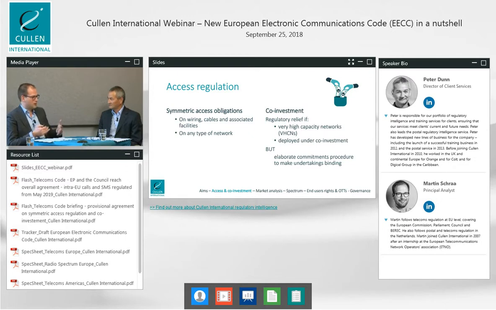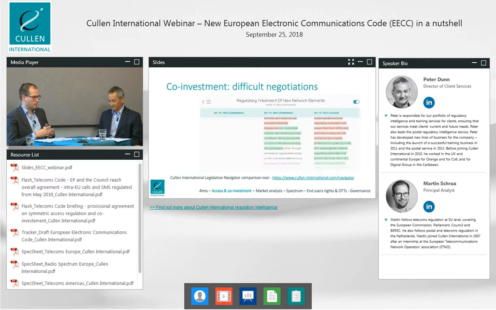It's hard to keep track of all these different versions that have been flying around. Sure. At Cullen, we've been trying to be helpful about this. What we have, and I think probably many people have done this themselves, is a very easy tool, the Cullen Legislation Navigator, that's allowed us through the negotiation process to track the different versions of the text.